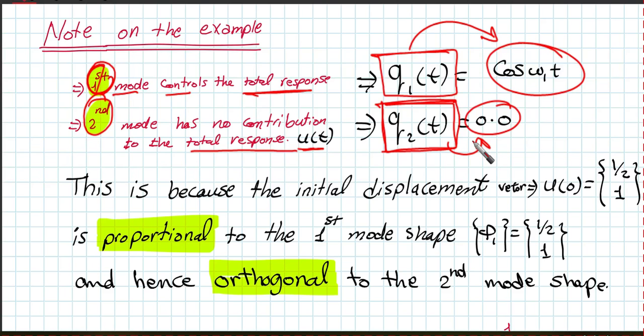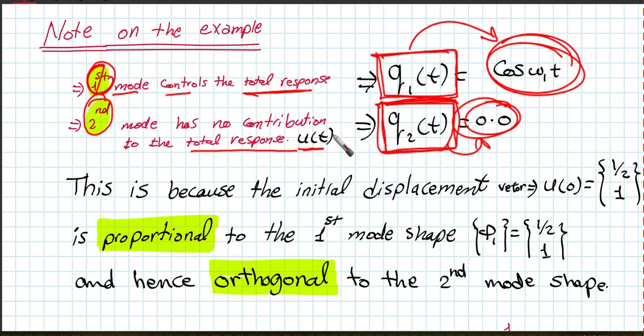Okay, the question now is why does this happen? You can pause the video here and try to think about this. Why is it that the first mode in this specific example gives us a contribution, and the second mode's effect, q2, is not there? It is going to be 0. Pause the video for 5 seconds and try to think about it.